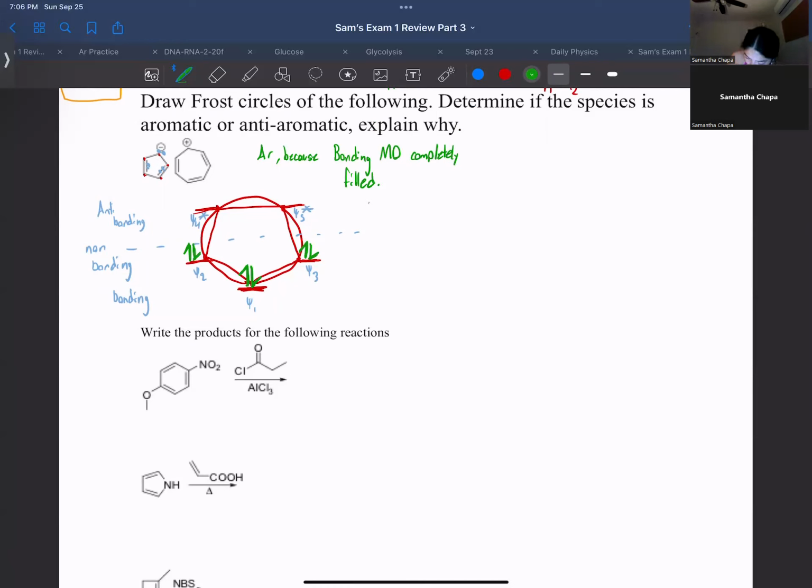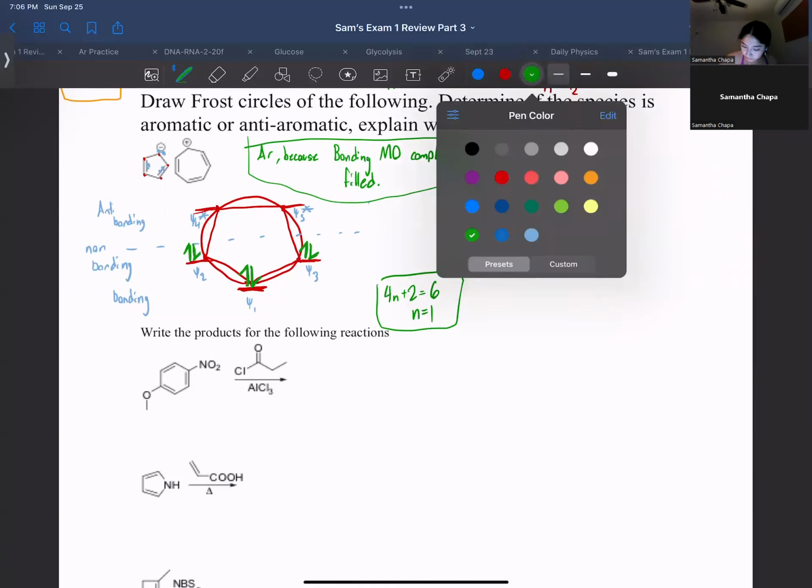So I'm going to do my Huckel's law. 4n plus 2 is equal to my 6 pi electrons that we counted, and n is equal to 1, a whole number. So we know that we're aromatic. And this is just for us to check ourselves, but this is what we should be using to explain a question like this. Okay.